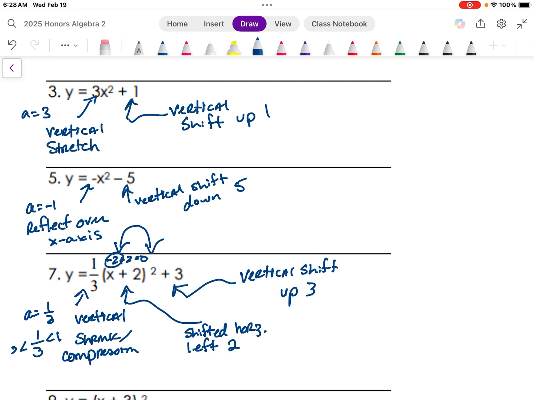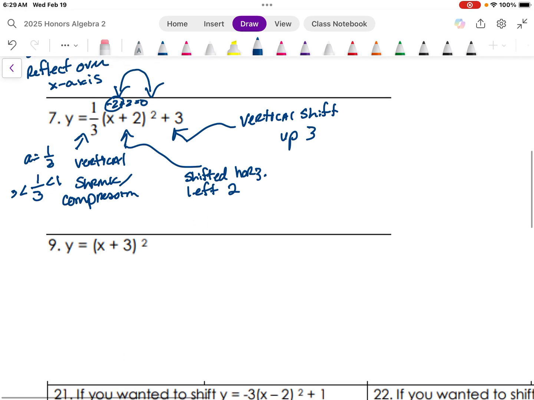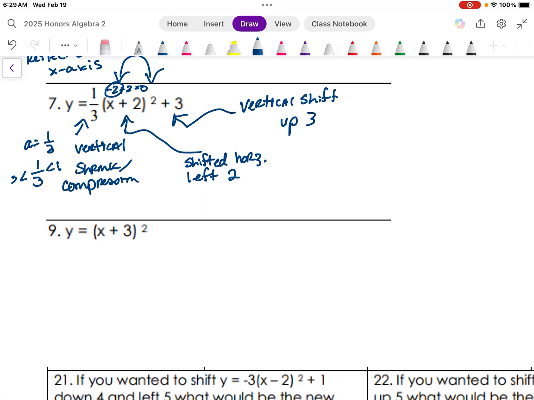Again, anything outside the parentheses is a vertical transformation. Anything inside the parentheses is a horizontal transformation. And inside the parentheses is always the opposite of what you'd think it would be, whereas everything on the outside stays what it looks like. All right, number 9, one transformation here. Just something on the inside here. So again, we see the plus 3 on the inside, so we know it's a horizontal shift.